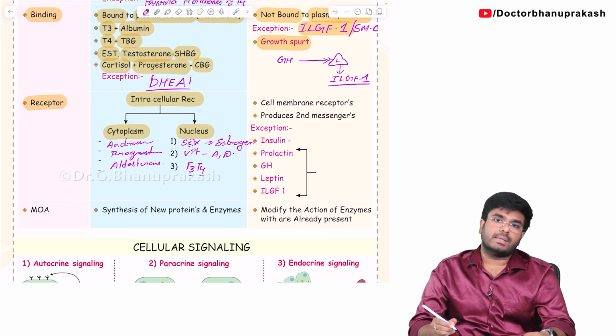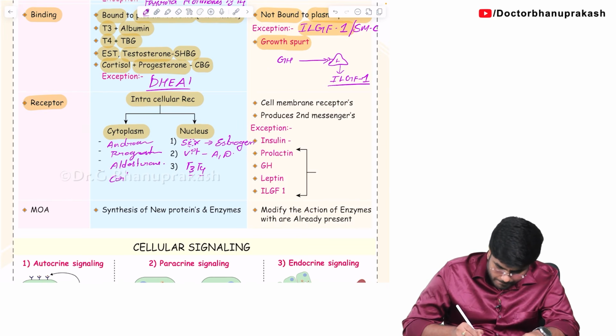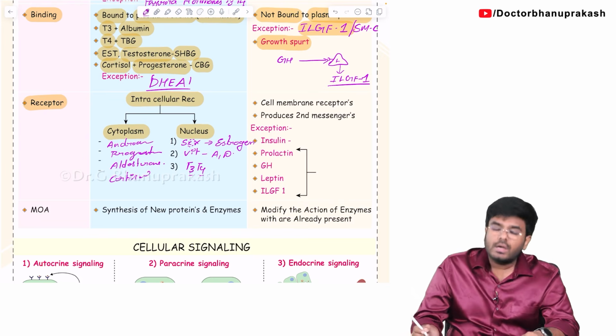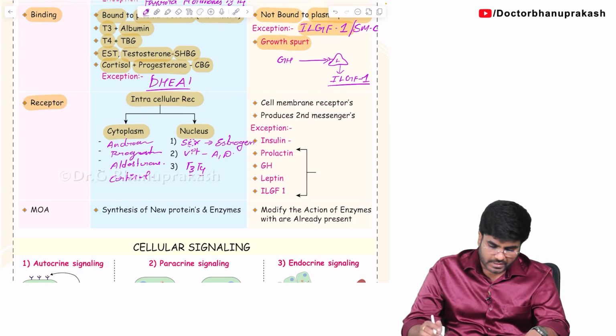Aldosterone was a recently asked MCQ. Okay, aldosterone receptor is intracytoplasmic. Next, cortisol. Okay, all of these have the intracytoplasmic receptor.